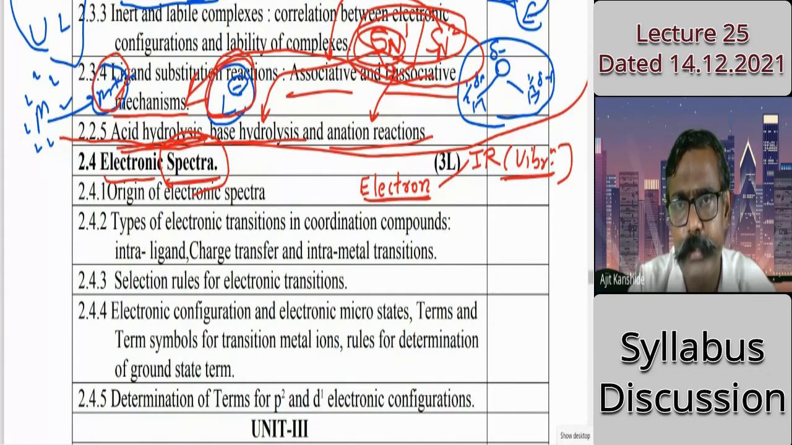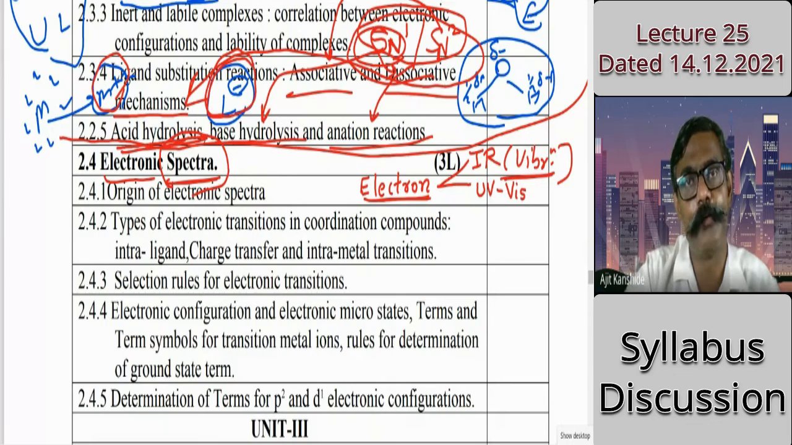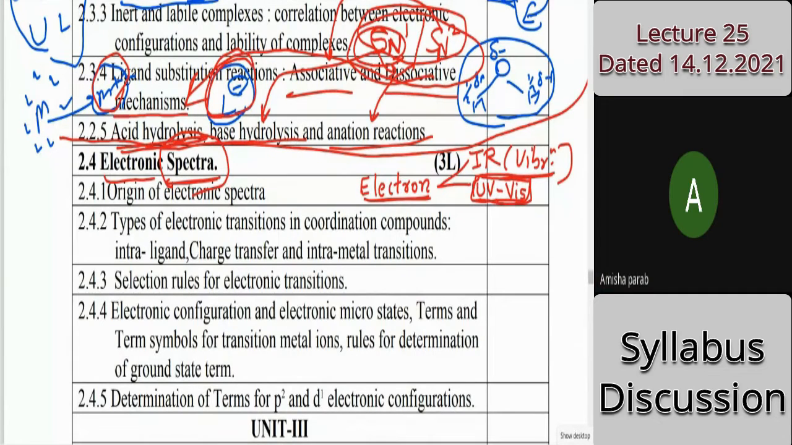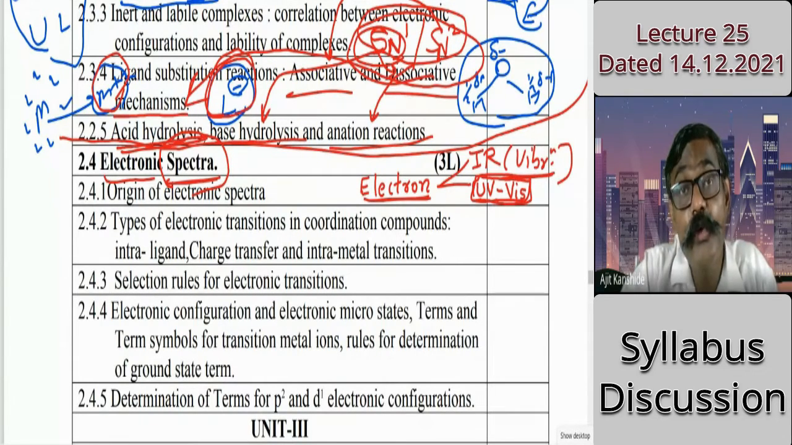Other spectra which you have studied? Anyone? Last semester, Patil sir covered one topic. Which spectra? I am talking about analytical chemistry. What did I write there? Somebody should read what I wrote there. It is a short form of the representation. UV visible. Right, UV visible.